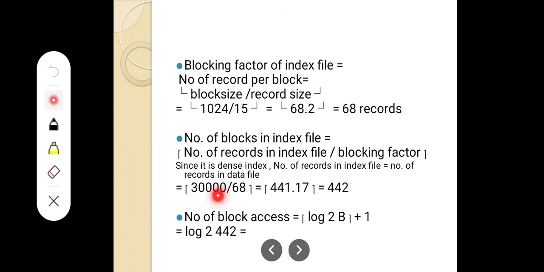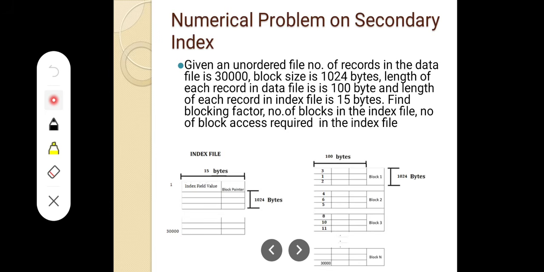So 30,000 by the blocking factor, which we have already computed as 68. This is a ceiling function. Applying the ceiling function to 441.17, it will be 442 blocks.